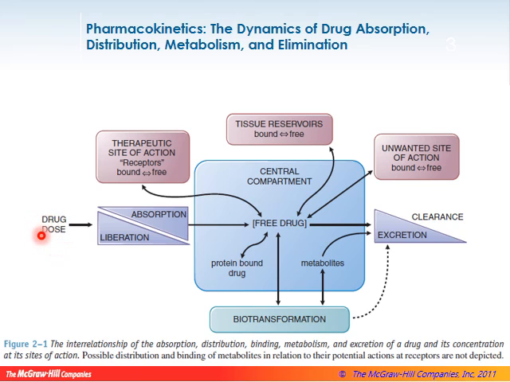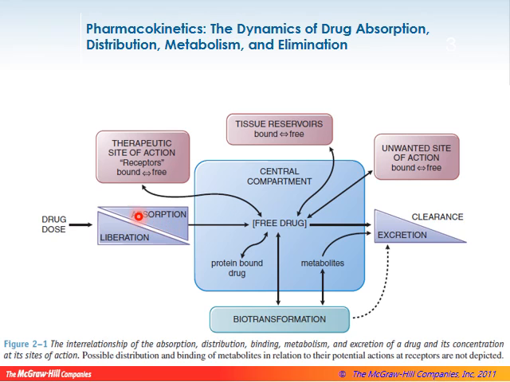Once the drug is given and gets into the GI tract, we see a period of liberation where the drug is dissolved and liberated from its dosage form. Then the absorption component comes into effect. Obviously, different routes of administration will have different absorption rates. IV is going to have 100% absorption, whereas other routes may have less absorption, depending on the drug and the situation.